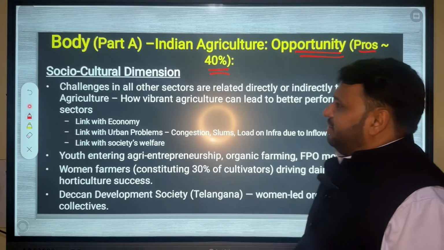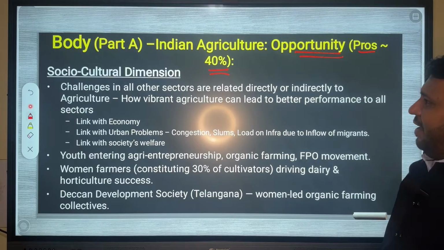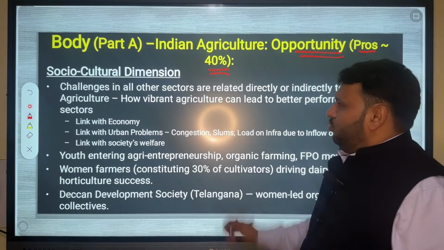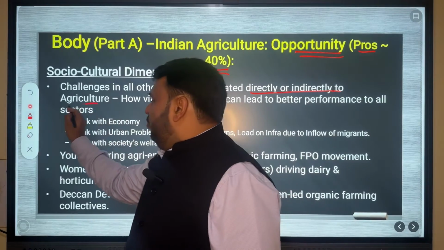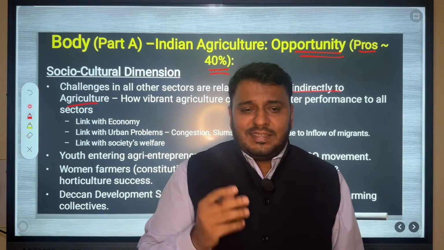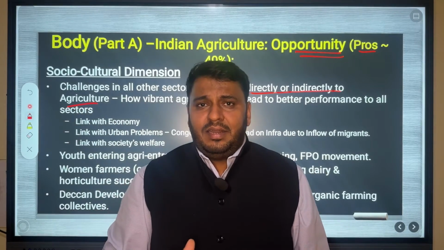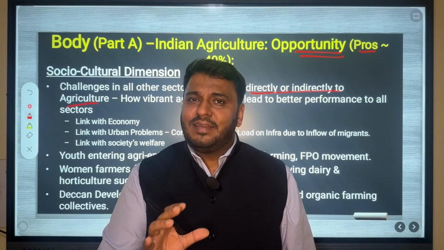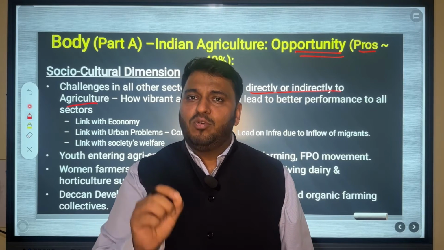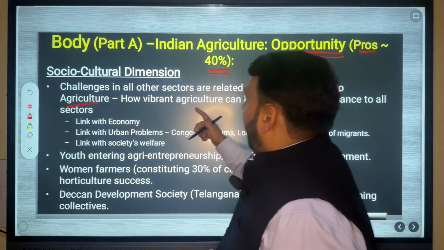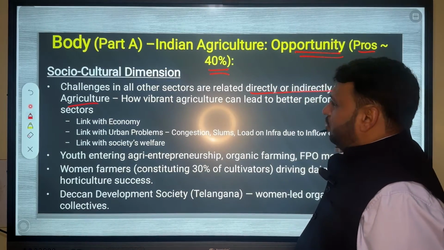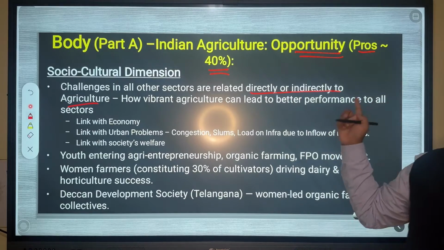Socio-cultural dimension: challenges in all other sectors are related directly or indirectly to agriculture. This is very important. If you can correlate the challenges in the agriculture sector with other sectors, you will understand why this sector is the most vital sector when it comes to India. How a vibrant agriculture can lead to the better performance of all other sectors.